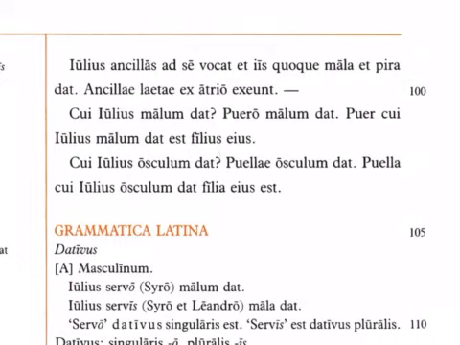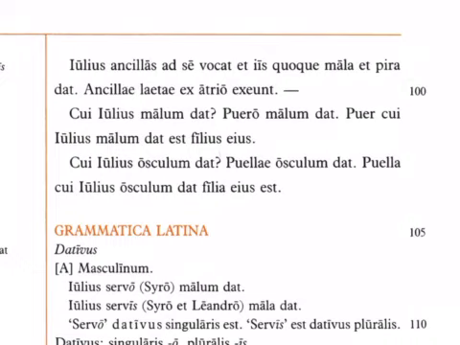Ancillae laetae ex atrio exeunt. The happy maidservants go out of the atrium. Cui Julius malum dat? To whom does Julius give the apple? So cui is a new question word, meaning to whom or to which. It will always take a dative case to answer it, right? So we're asking to whom do they give? You need to answer with the dative. So to whom does he give the apple?